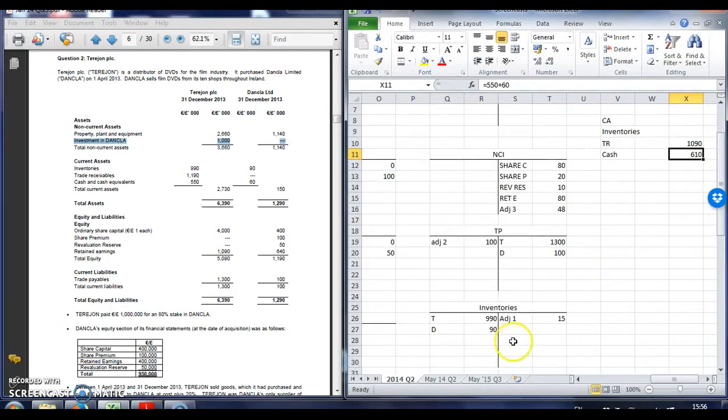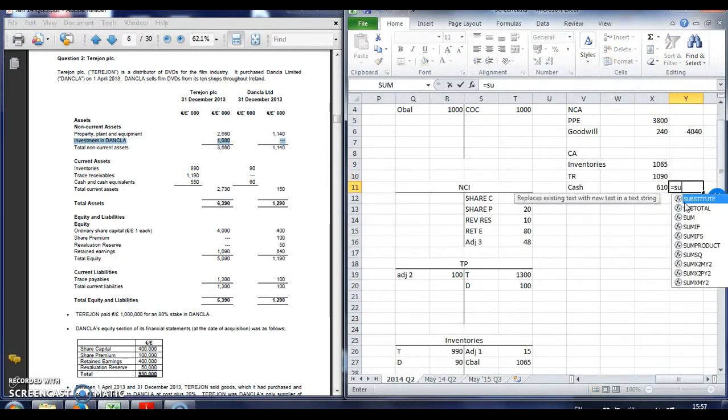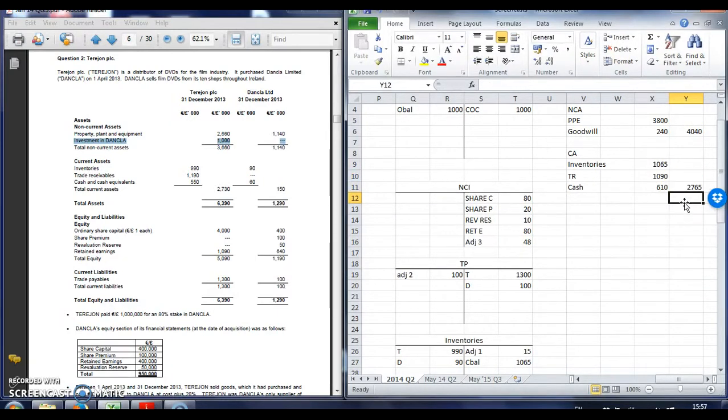And finally inventory, we've also done here. Your closing balance will be the two added together minus the adjustment, which is 1065. And you add your current assets together to get you to 2765, giving you total assets.